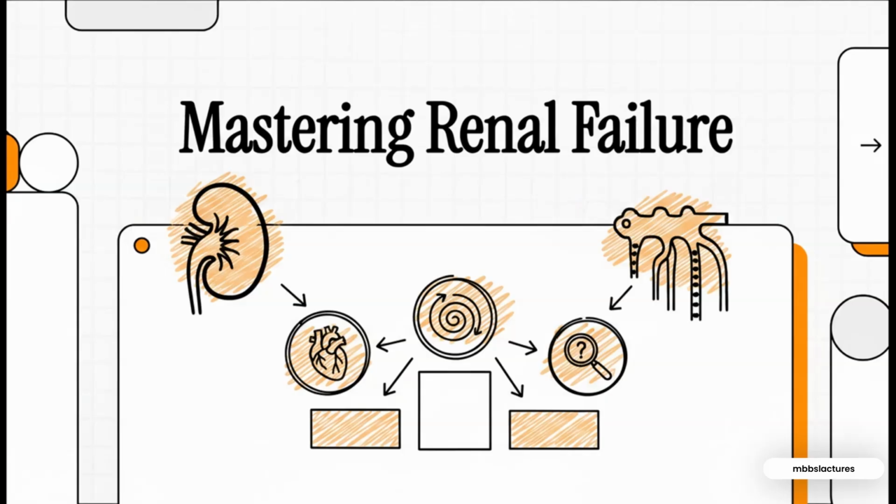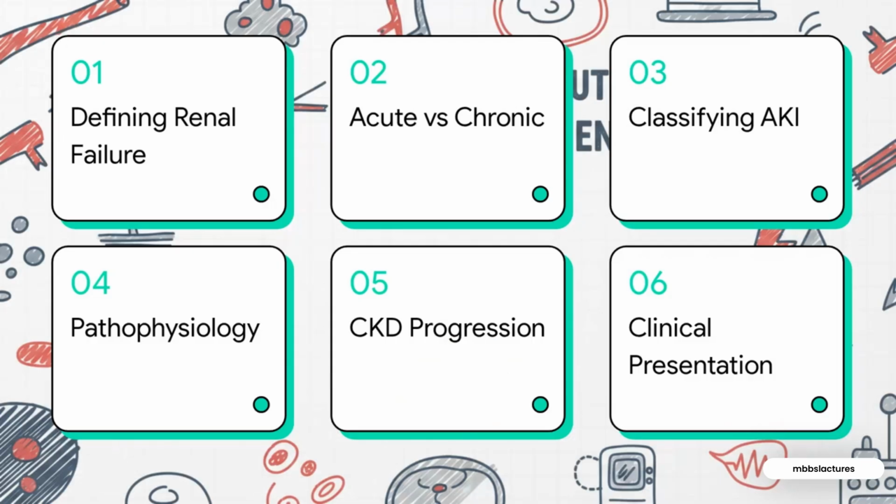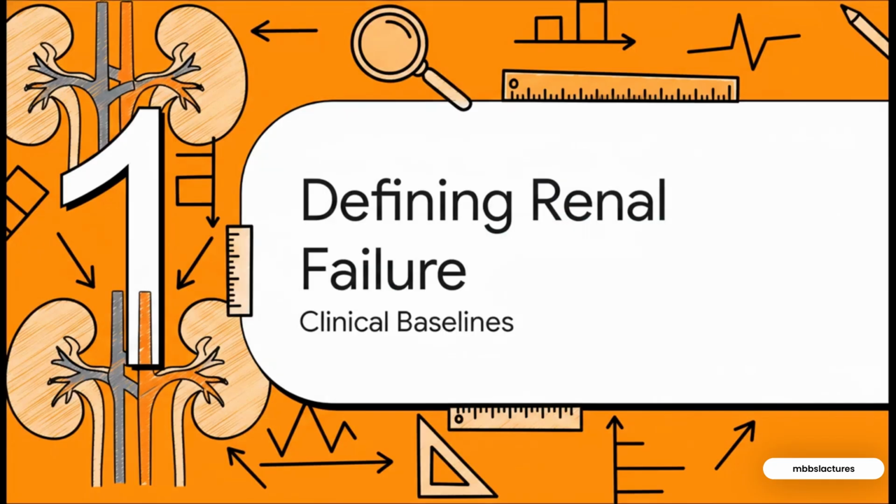Okay, let's dive into this. Here's our roadmap for today. We'll start by defining renal failure, move on to acute versus chronic distinctions, and then classify acute kidney injury. After that, we'll look at the pathophysiology of renal injury, track chronic kidney disease progression, and finally, wrap up with clinical presentation and prognosis.